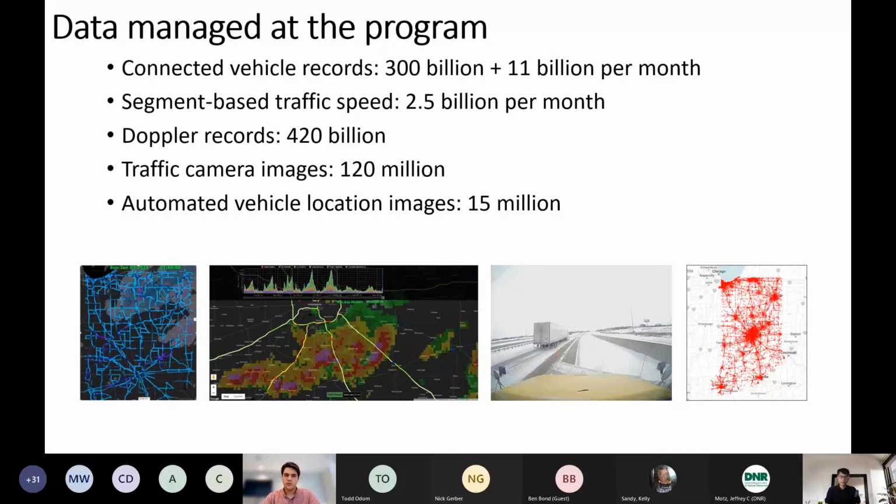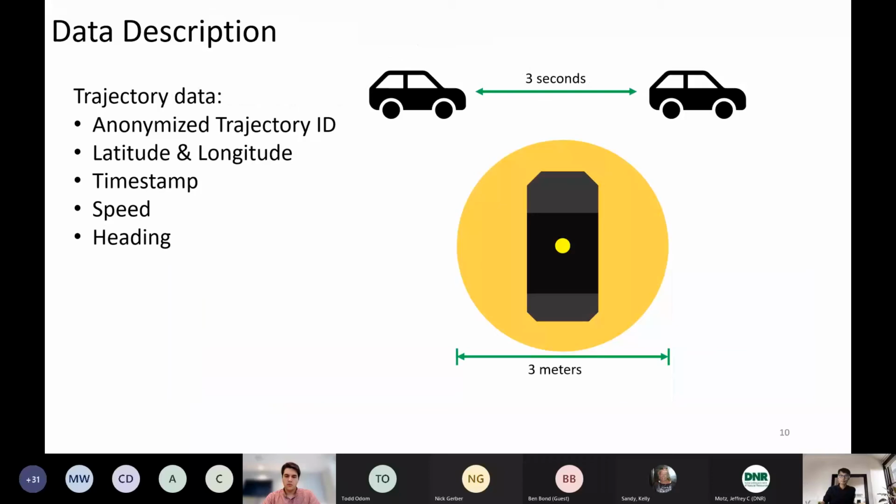We also ingest National Weather Service data at 420 billion records and counting, and also traffic camera images from Indiana DOT. Currently, we have over 120 million images. An additional 15 million images are scraped from snowplow dash cams as they're plowing and salting the roadways in a winter storm. We get those at 1-minute intervals as well.